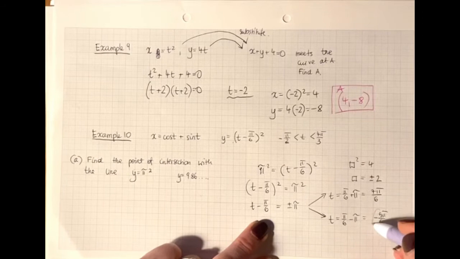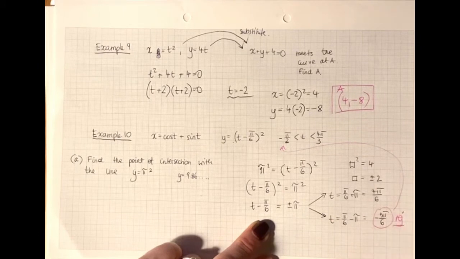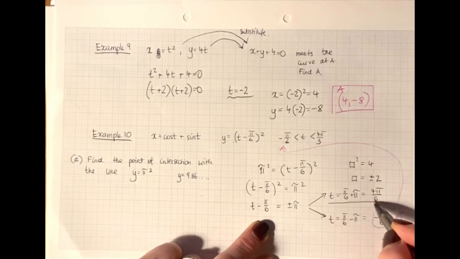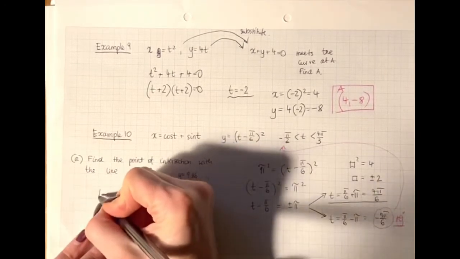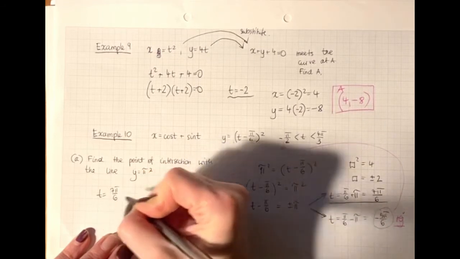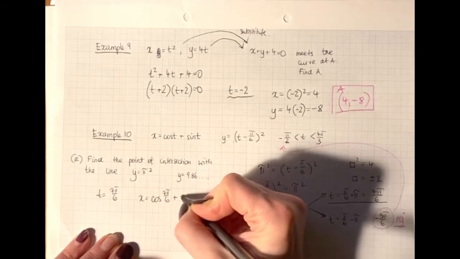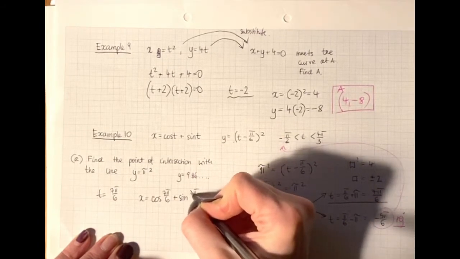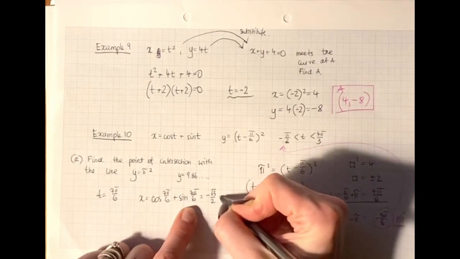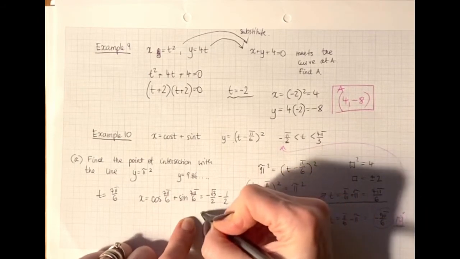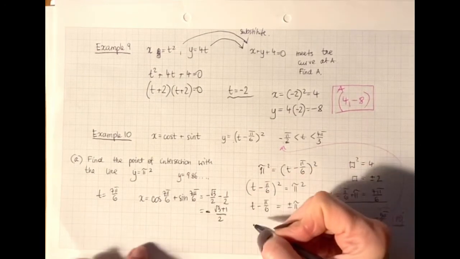Because minus 5 pi over 6 is outside the range, we can reject this. So we're not interested in that solution. We're only going to consider when t is equal to 7 pi over 6. So when t is equal to 7 pi over 6, the x-coordinate is cos 7 pi over 6 plus sine 7 pi over 6. So this gives us, check with the calculator, minus root 3 over 2, and that sine is negative half. It's minus root 3 plus 1 over 2 if you take the minus outside the fraction. I'll leave it like that.